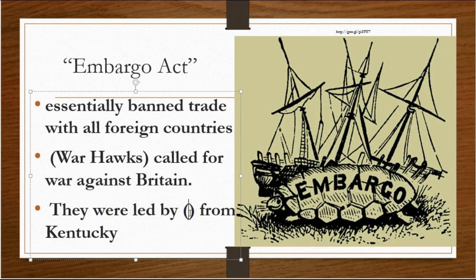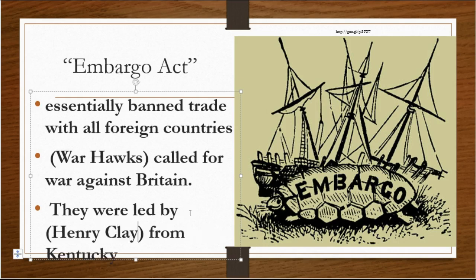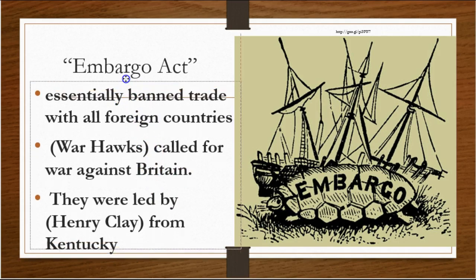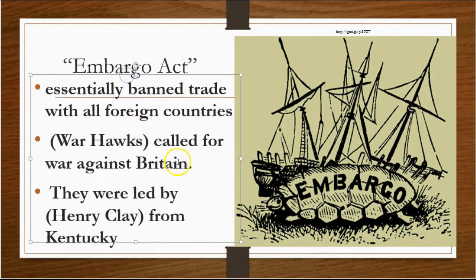The war hawks were led by a man named Henry Clay. We talk about Henry Clay because he was a guy who really, really wanted to become president. He ran for president 5 different times and was never elected, but he was one of the strongest war hawks in the Congress.